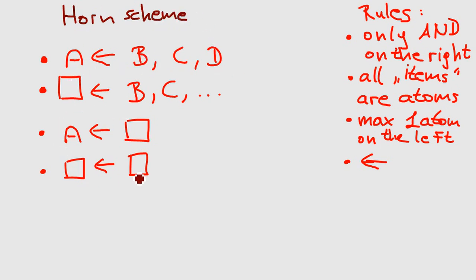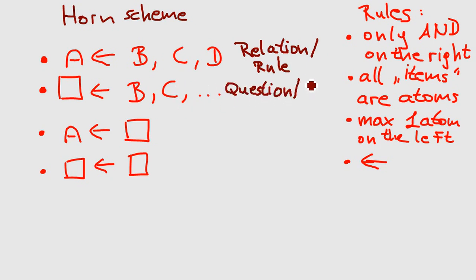Now we want to give each of these patterns a name. The name of this one is a relation or rule. The name of this one is a question, or sometimes also referred to as the goal, or maybe the goal clause. This one is called a fact, and this one is an empty clause. Why is it an empty clause? Because it's empty on the right and empty on the left.